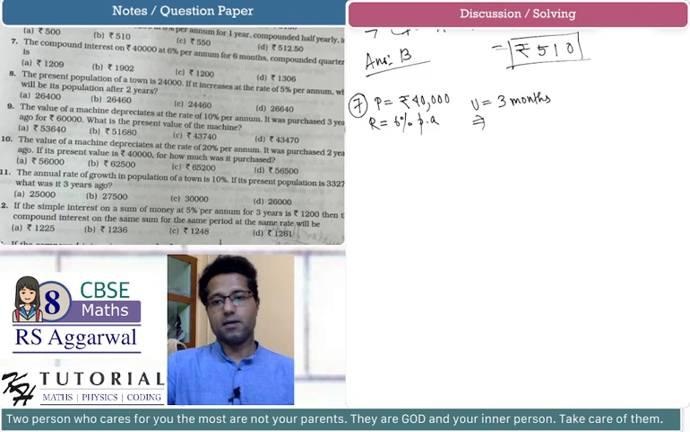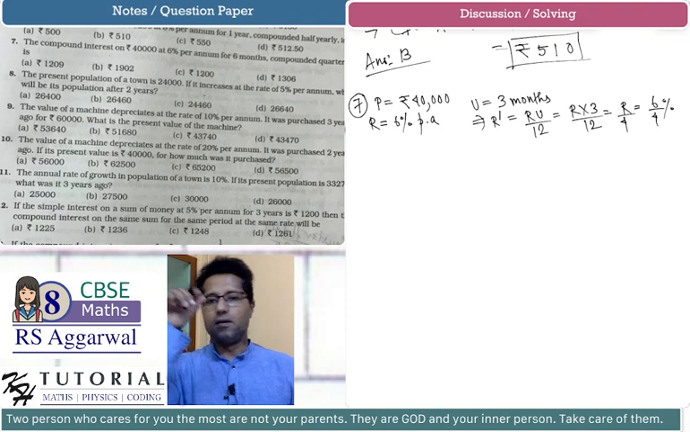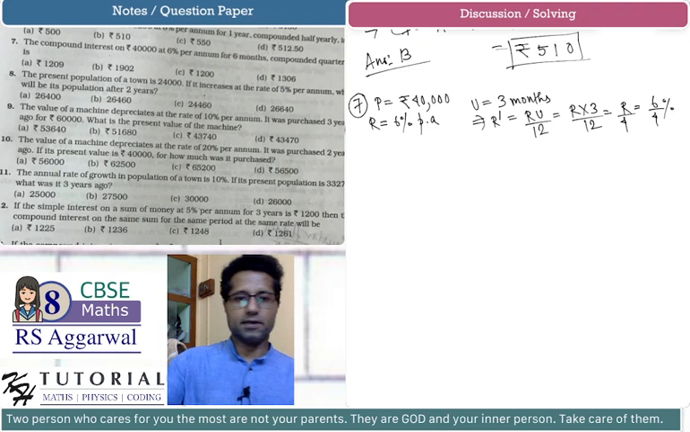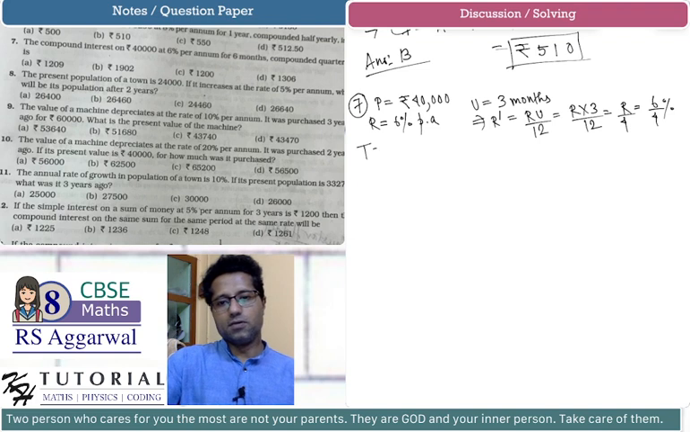This will also imply that R dash will be equal to RU by 12, which is equal to R multiplied by 3 by 12, which is equal to R by 4, which is equal to 6 by 4. R dash is equal to 6 by 4 percent. Now, what is the duration T? The compound interest on 40,000 at 6% per annum for 6 months. So T is equal to 6 months. Remember that T should always be in years. So 6 months means half year.